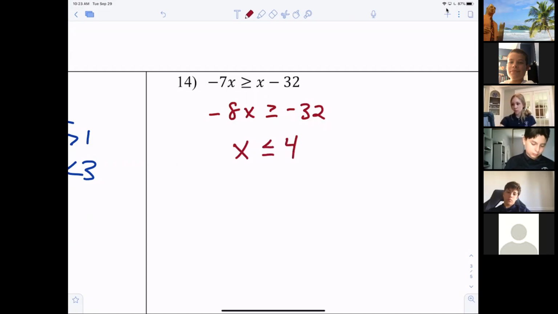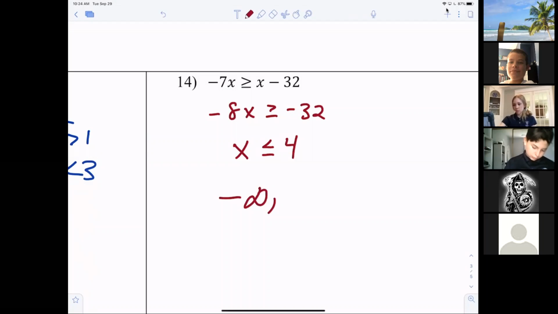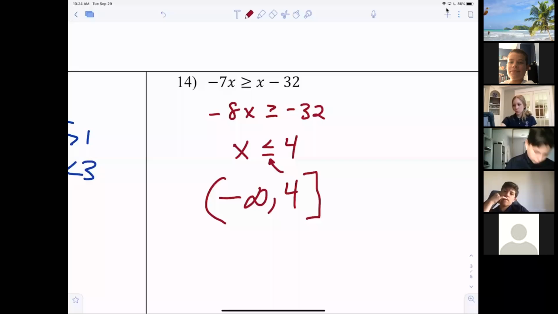Now, please pay attention, Jack. Remember you're reading numbers from left to right. So if I'm less than 4, I'm starting at negative infinity, and I'm running all the way to 4. Am I including 4? Yes. So it's a bracket. That bracket is related to that equal sign. So I'm going from negative infinity to 4.